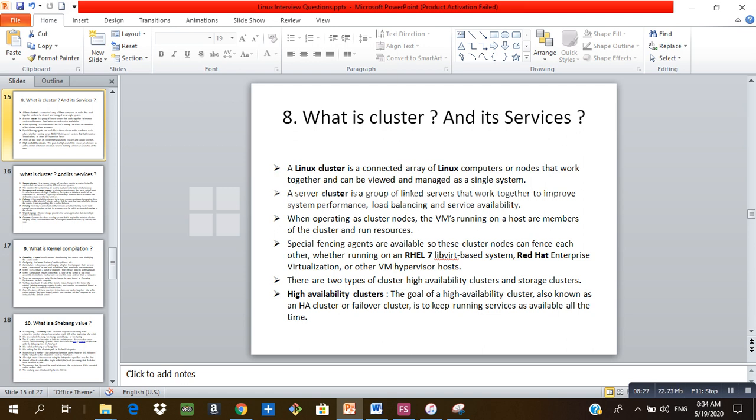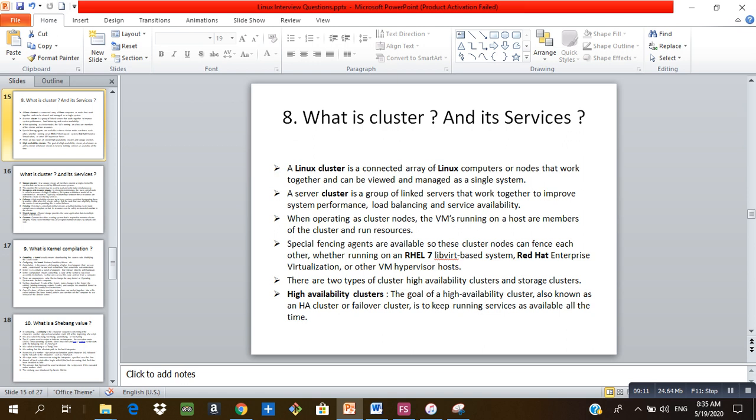A server cluster is a group of linked servers that work together to improve system performance, load balancing and service availability. Again, this word comes: load balancing is nothing but managing the traffic that comes on the system. Service availability means the service that an application is providing should be available 24/7. That is the reason people mostly use clusters, so that the performance also increases and the service is also available 24/7.